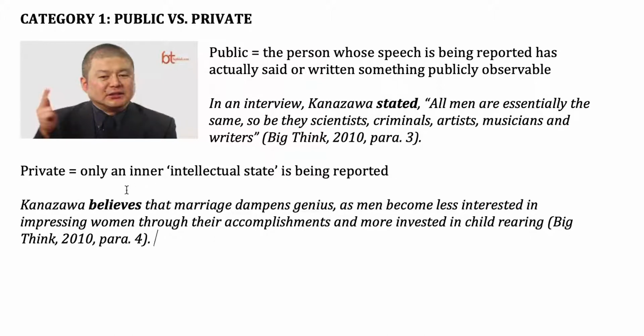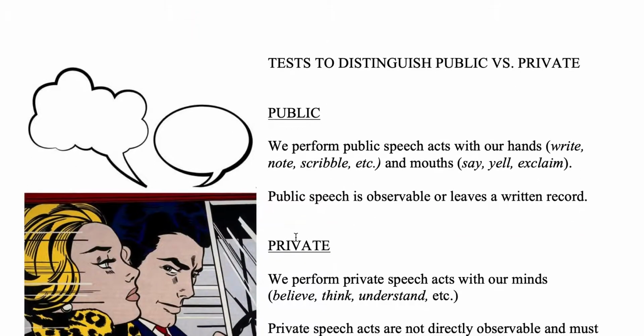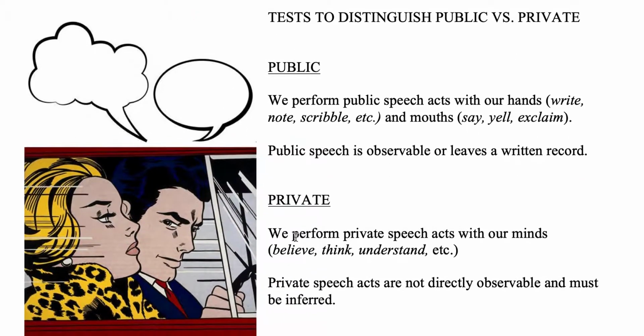So, look, this might be a confusing distinction between public, like state, or private, like believe. So here's another way to think about it. Here are some tests we can do. So, public, we're talking about speech acts that we do with our hands or our mouths. Like you can write something, you can note something, you can scribble something, and all of these are reporting verbs, and they're all public, right? Same for the things that you might do with your mouth, like say, yell, or exclaim. All of these are public, but also they're all observable.